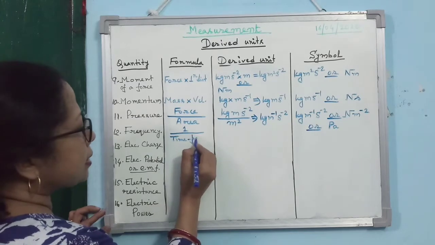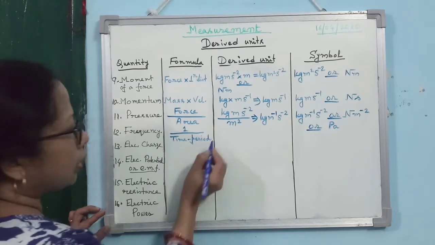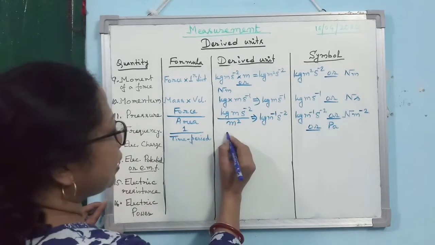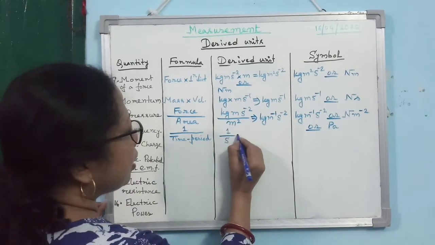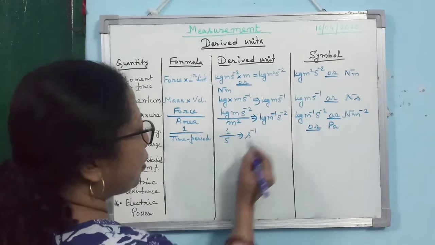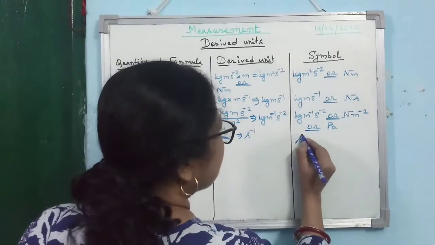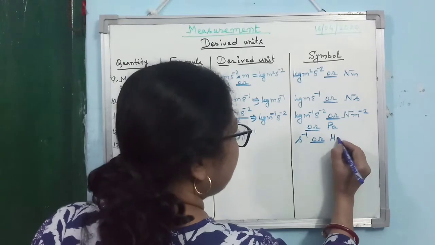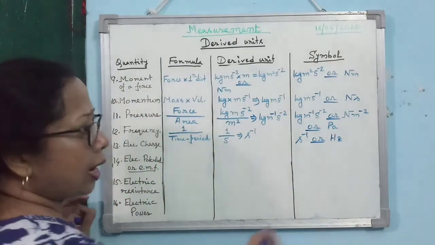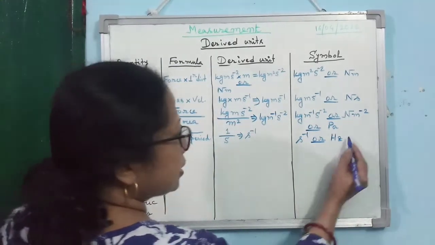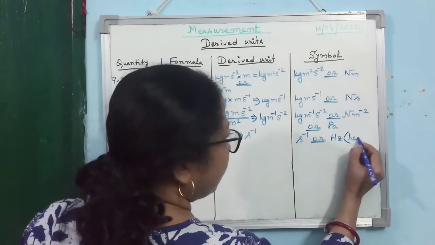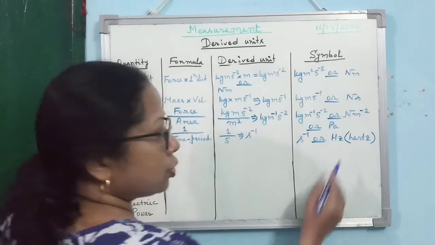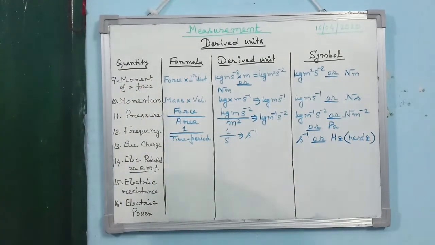Now time period is nothing but time needed to complete one oscillation. So it is nothing but time only. So you can write it as 1 upon s. 1 upon s means s to the power minus 1, and s to the power minus 1, everybody knows it. We just call it hertz, and the short form is capital H, small z, and the full form is hertz.